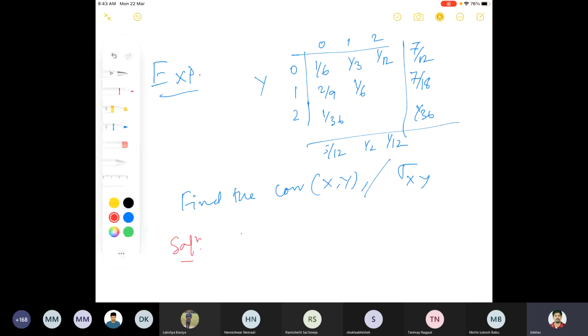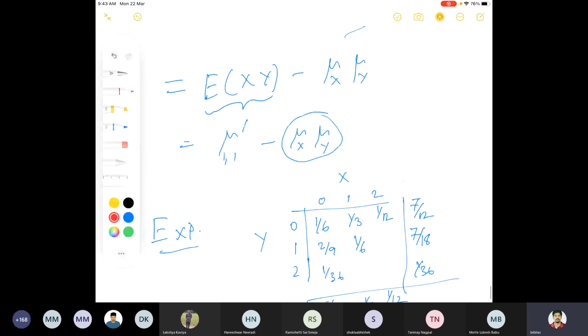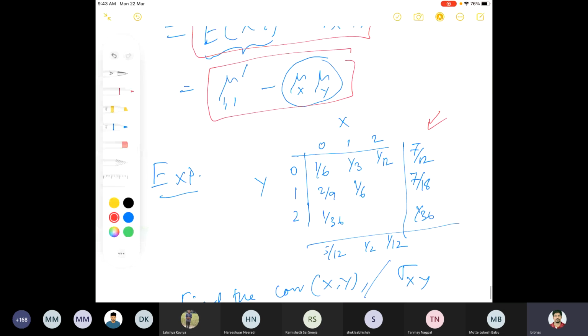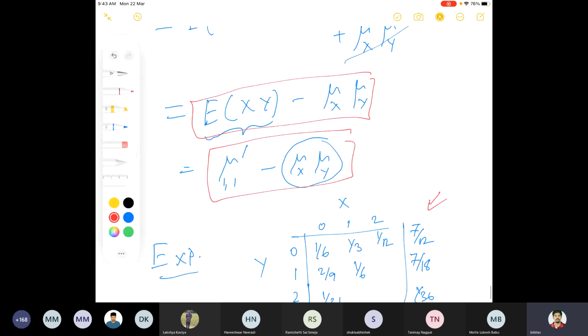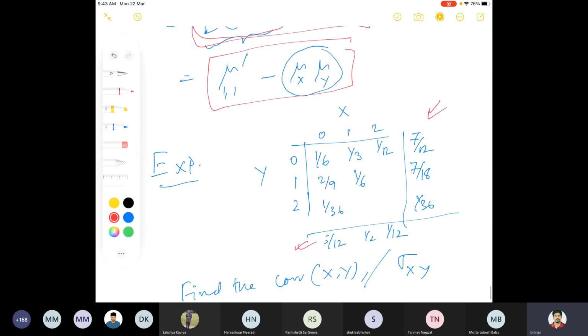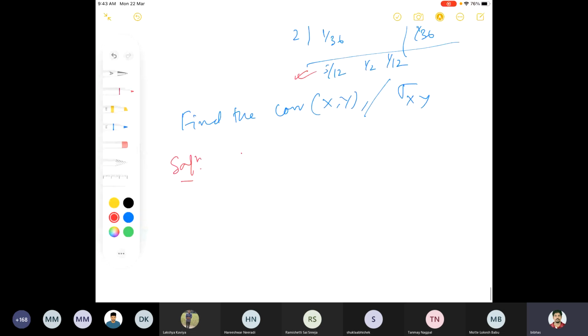So first of all, let us find out, because in order to find the covariance, I need these two values, expectation of xy and mu x mu y. So I know the distribution of x, I can find out mu x. And here I know the distribution of y, so I can find out mu y. So the only thing I need to do is find the expectation of x times y. So what is the expectation of this? Expectation of x times y is nothing but the sum over all x, y of x to the power r, y to the power s, but here r and s are 1. So it is x times y, and then f of xy.